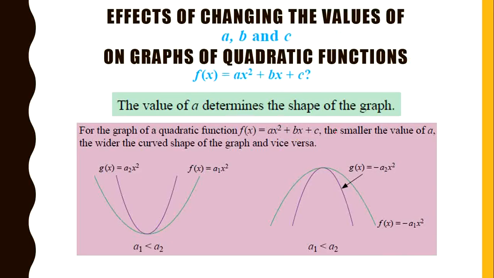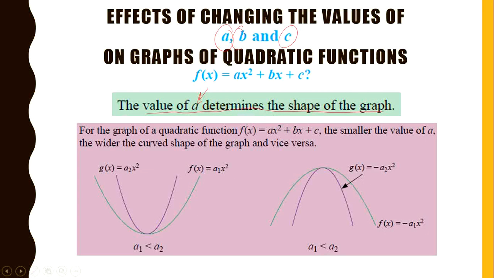Okay, next. Effects of changing the values of A, B and C on graphs of quadratic functions f(x) equals to ax squared plus bx plus c. Apa efeknya kalau nilai A, B dengan C ni kita ubah? First look at the effect if we change the value of A. Apa peranan A ni dalam quadratic function ni? The value of A determines the shape of the graph. Determine the shape apa pula? Dia kan parabola. So kita tengok apa maksud dia.